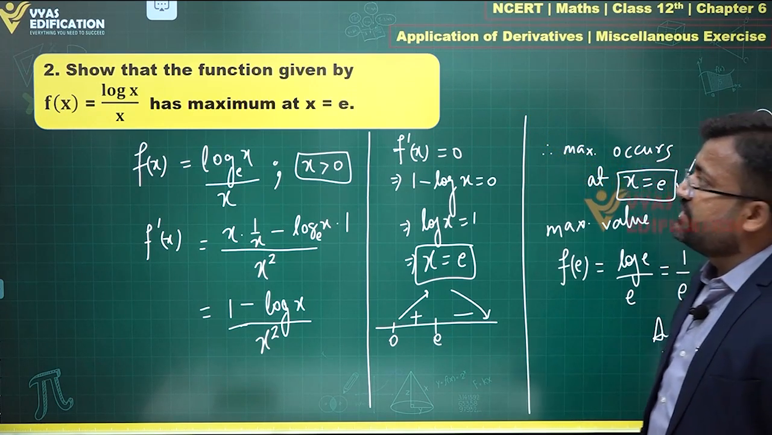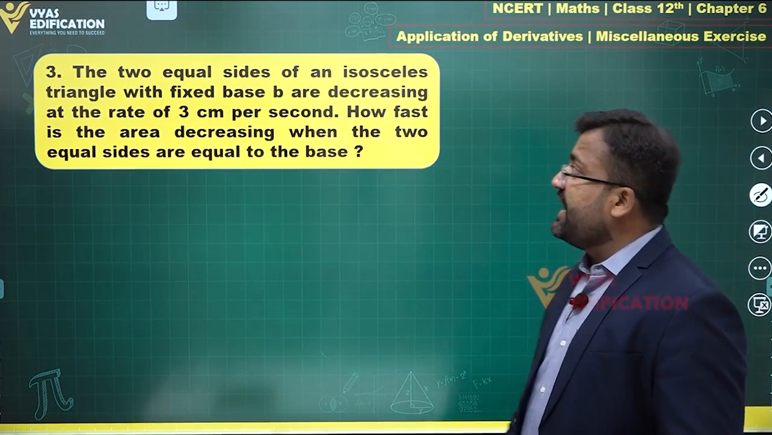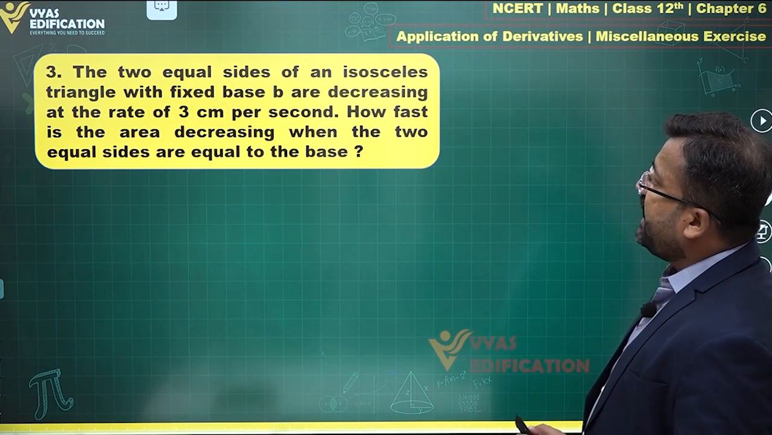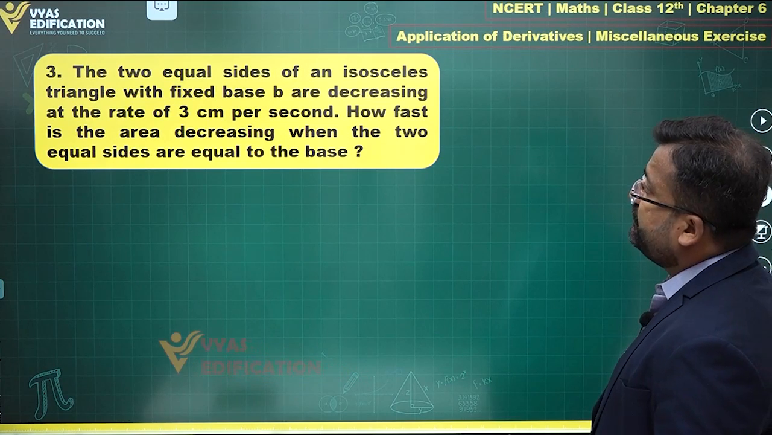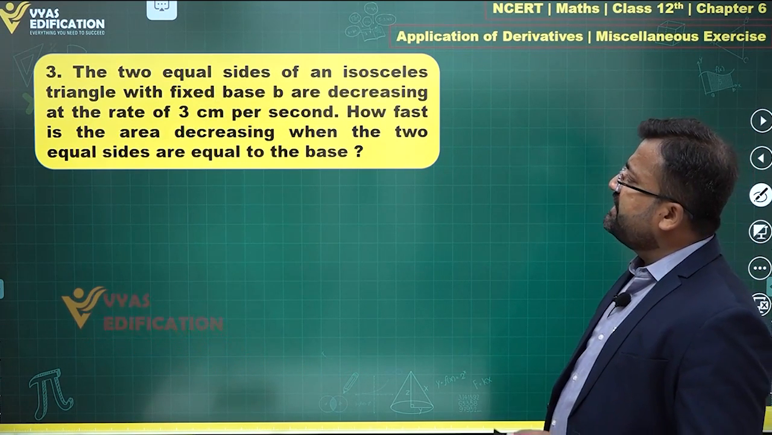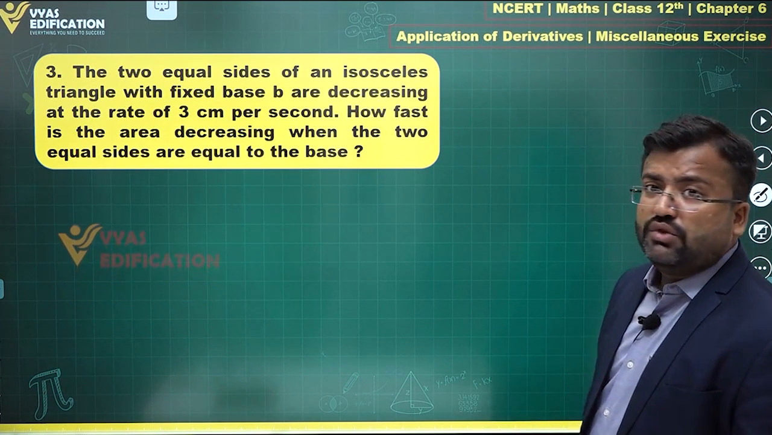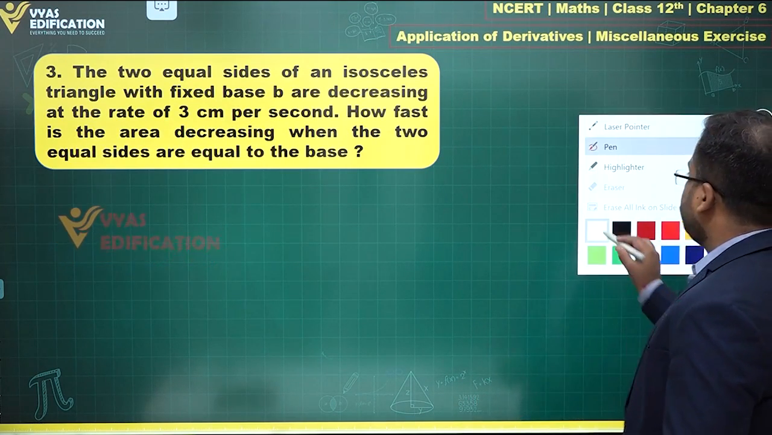That's the second question for us. The third question says: the two equal sides of an isosceles triangle with fixed base b are decreasing at the rate of 3 centimeter per second. How fast is the area decreasing when the two equal sides are equal to the base? Okay, let's talk about this one.